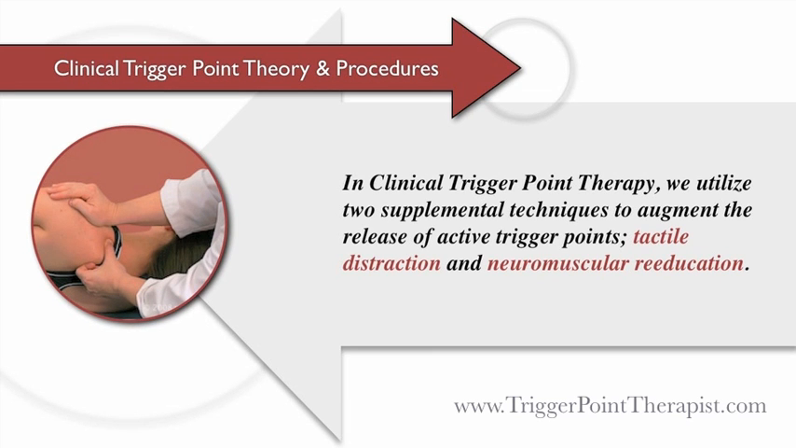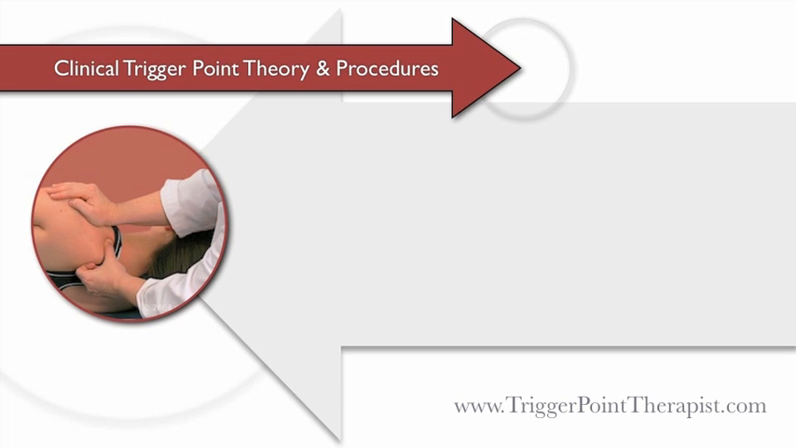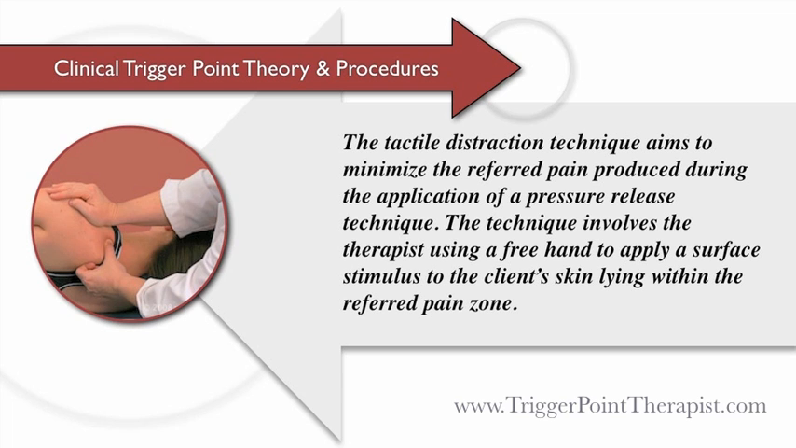In clinical trigger point therapy, we utilize two supplemental techniques to augment the release of active trigger points: tactile distraction and neuromuscular re-education. The tactile distraction technique aims to minimize the referred pain produced during the application of a pressure release technique. The technique involves the therapist using a free hand to apply a surface stimulus to the client's skin lying within the referred pain zone.